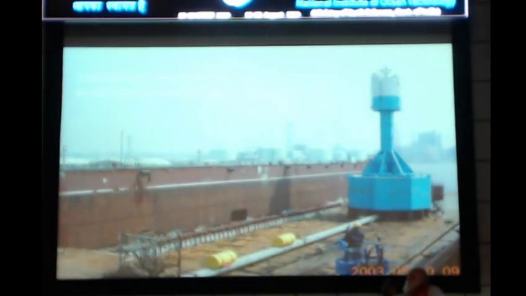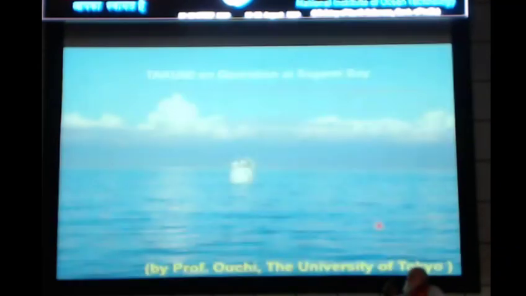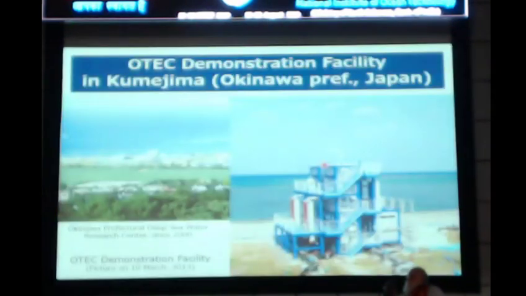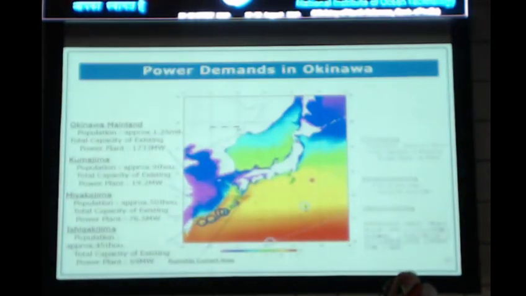So this is an intake tube before the mooring. Five years of operating. Sometimes typhoons come, but the operation is stable. And Kumejima, the post-OTEC generation. So we are promoting deep sea application.